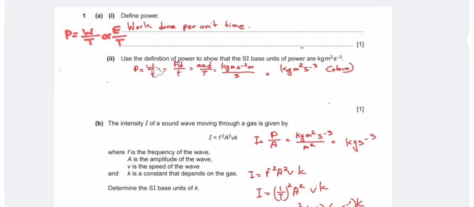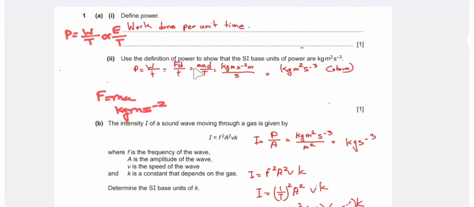So first of all, we know that power is equal to work done by time taken. And we know that work done is equal to force into distance, divided by time. Force is equal to mass into acceleration. So the SI unit of mass is kilogram, and for acceleration it is meter per second square. So kilogram meter per second square is the unit of force, which is mass into acceleration.